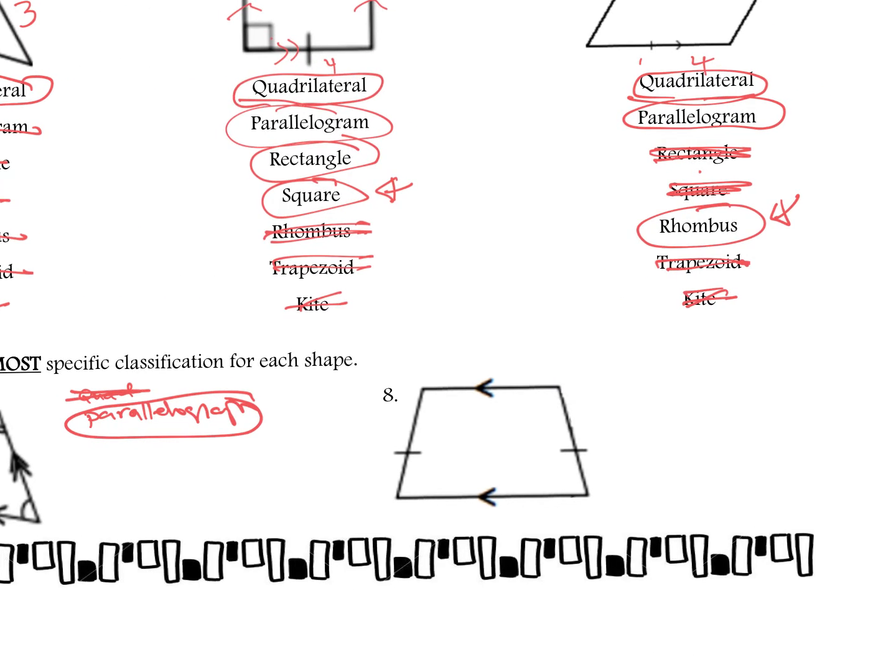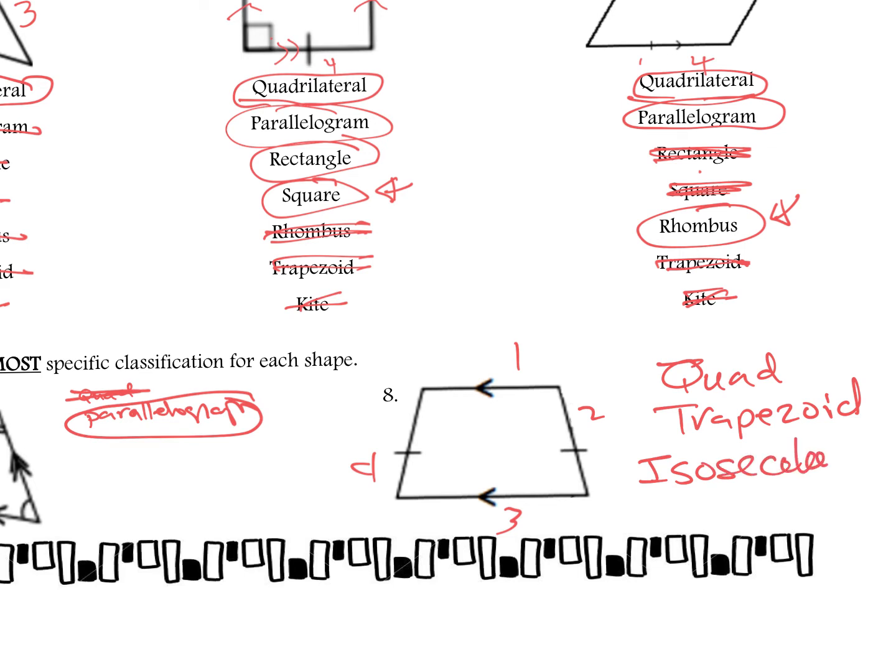All right, so let's look at this one right here. It has 1, 2, 3, 4 sides. It is a quadrilateral. It is a trapezoid. And it has two sides congruent, so it means it's an isosceles trapezoid. It's the most specific.